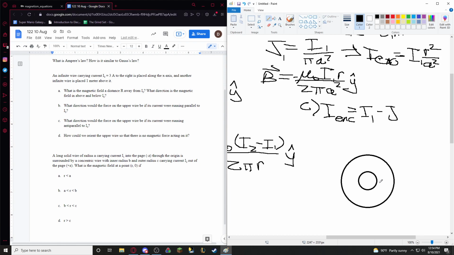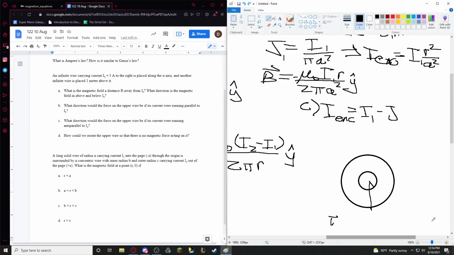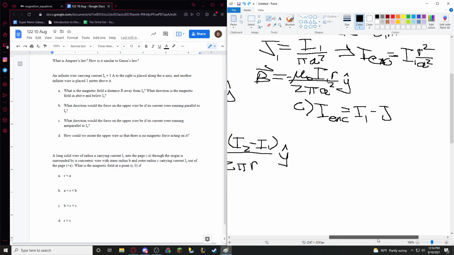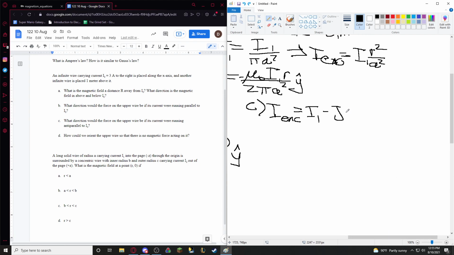So if this was A and this was B, this area would be pi B squared minus pi A squared. So pi B squared minus A squared. That means that'd be the same. Just pi, so that should be pi times B squared minus A squared.